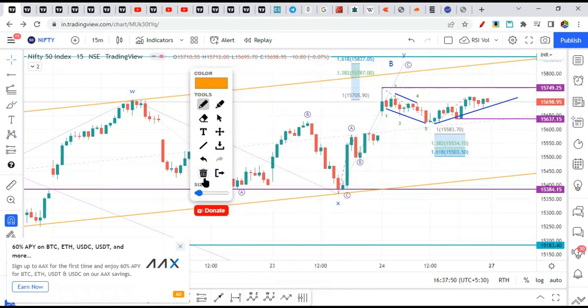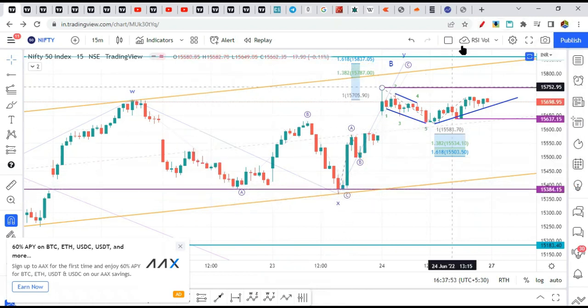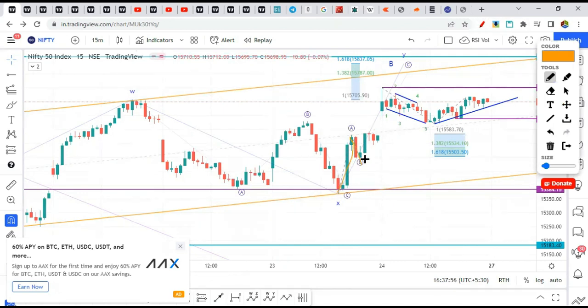This impulse wave looks a bit odd. Okay, so with wave A and B like this, 1, 2, 3, 4, and fifth wave could be in progress. This looks a little bit odd structure for the impulse wave, but it's still valid. It has still some area left to go towards the upper end of the channel, so it can go there.